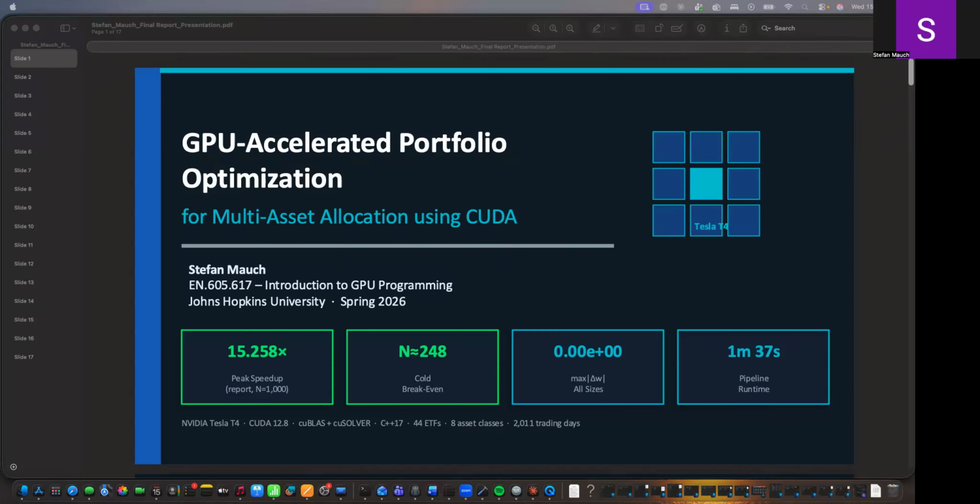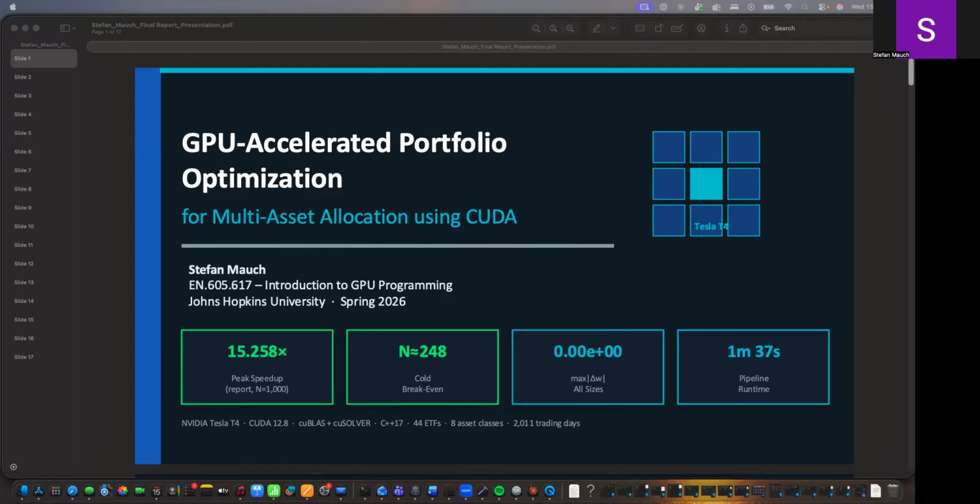So here is the result I want you to remember from this entire talk. By moving portfolio optimization from a standard CPU to an NVIDIA GPU, I achieved roughly 15.3 times end-to-end speedup at 1,000 assets. And yeah, this is the headline number. By the end of this presentation, you will understand exactly where it comes from.